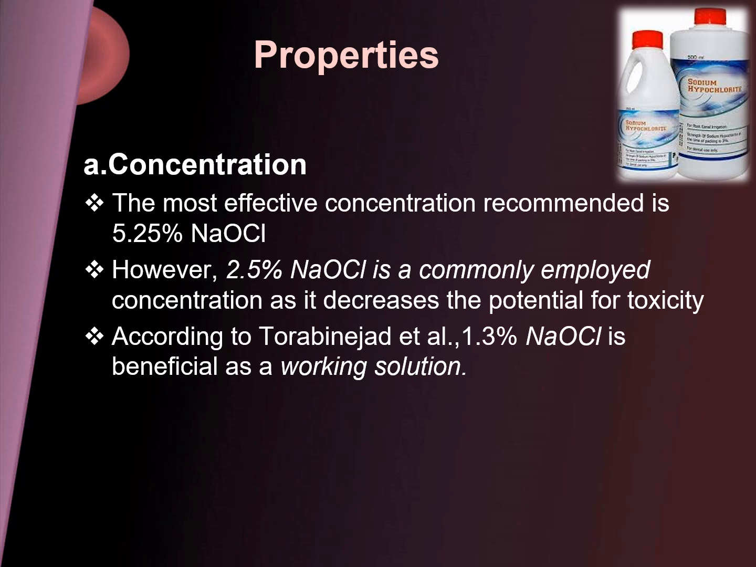Now let's discuss some important properties of sodium hypochlorite. First is concentration. As already discussed, 0.5 to 5.25% sodium hypochlorite can be used as a root canal irrigant. The most effective concentration recommended is 5.25% sodium hypochlorite based on research studies. However, 2.5% sodium hypochlorite is a commonly employed concentration as it decreases the potential for toxicity. According to Zehnder et al., 1.3% sodium hypochlorite is beneficial as a working solution.